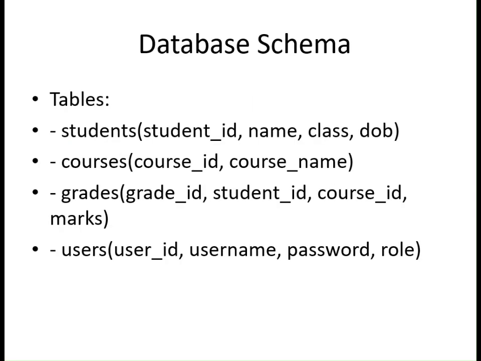This slide explains how the database is organized for the student management system. A database schema is like a structured plan for storing data. This system has 4 main tables, like separate sections in a file. Student, stores student details like student ID, name, class, date of birth. Course, course ID, course name. Grade, stores student grades: grade ID, student ID, course ID, marks. Users: user ID, username, password, role. This setup helps the system efficiently store student records, course, grade and user details.